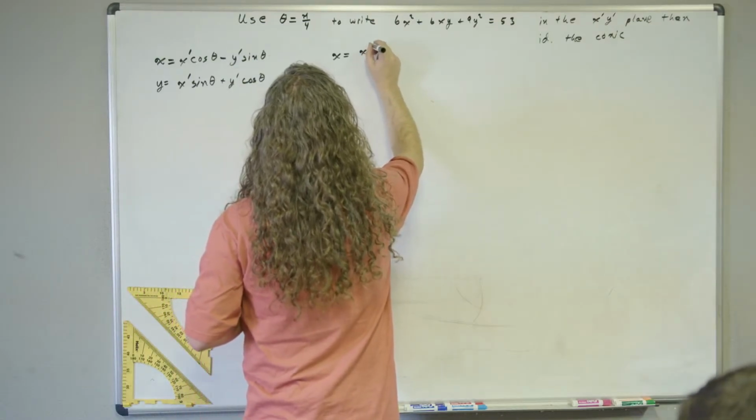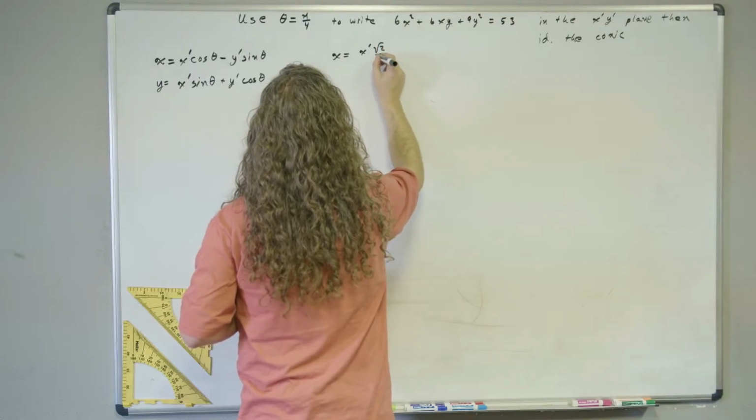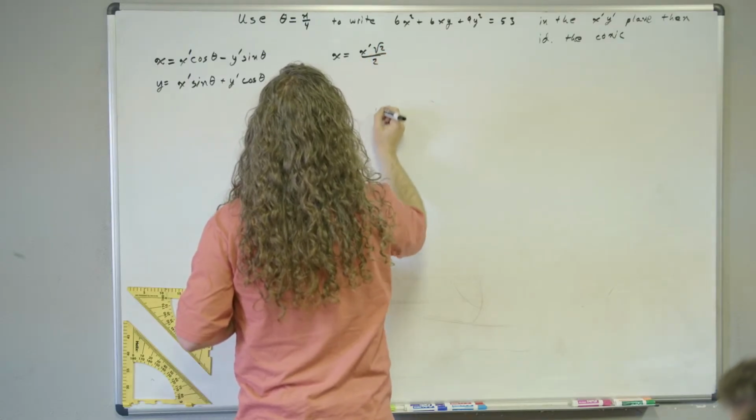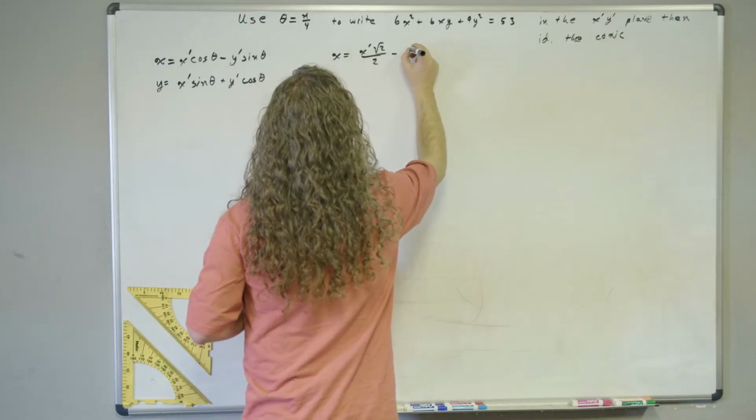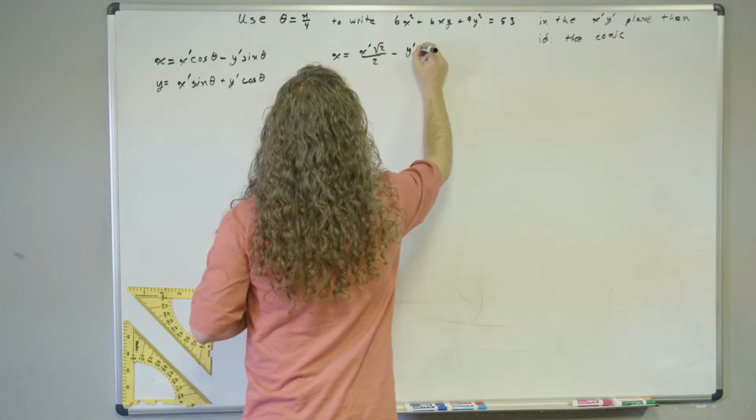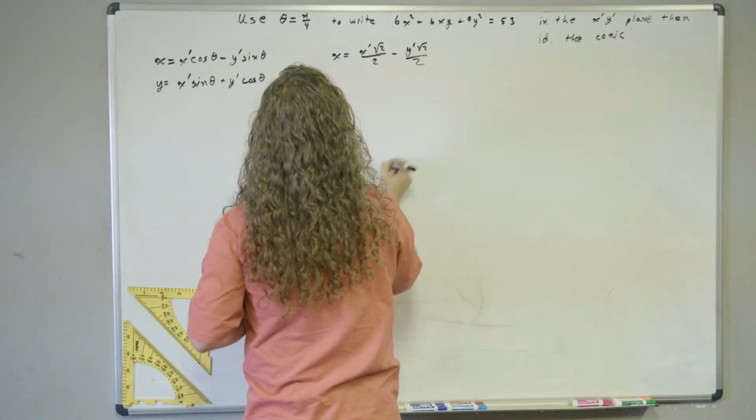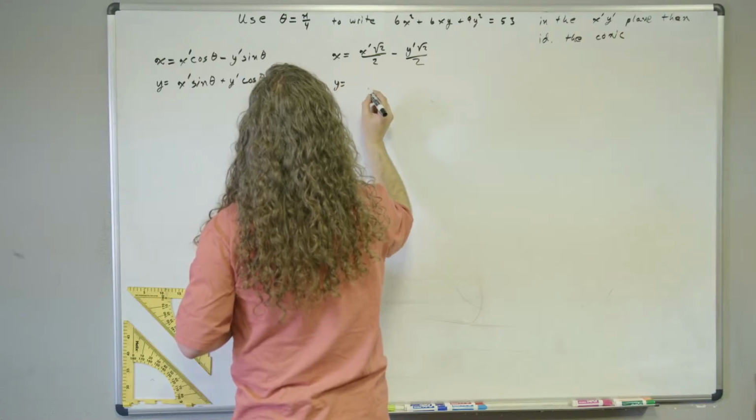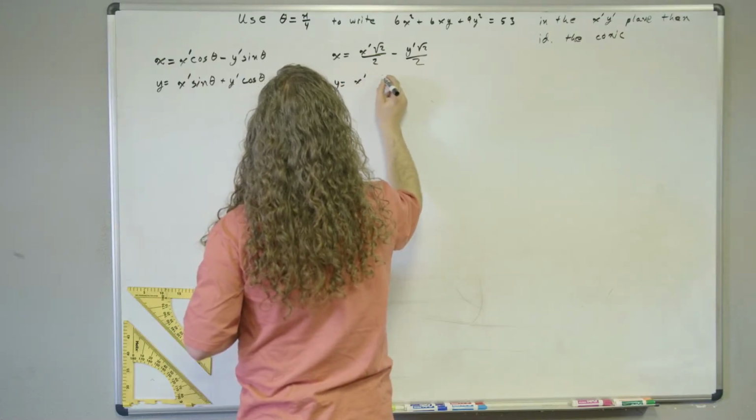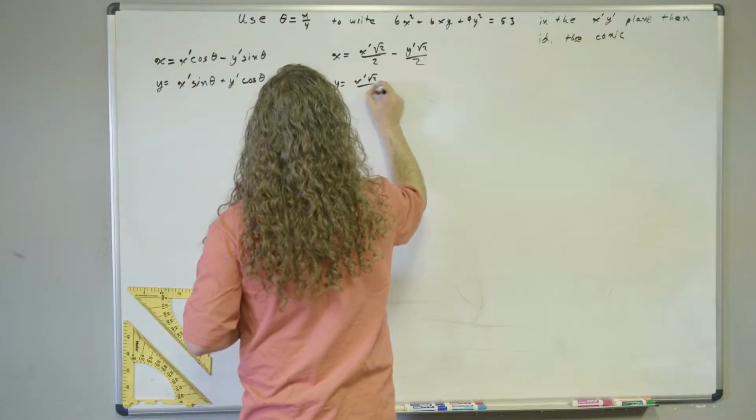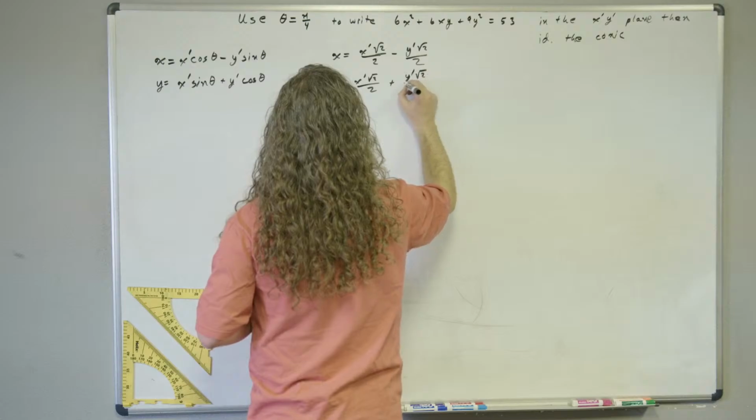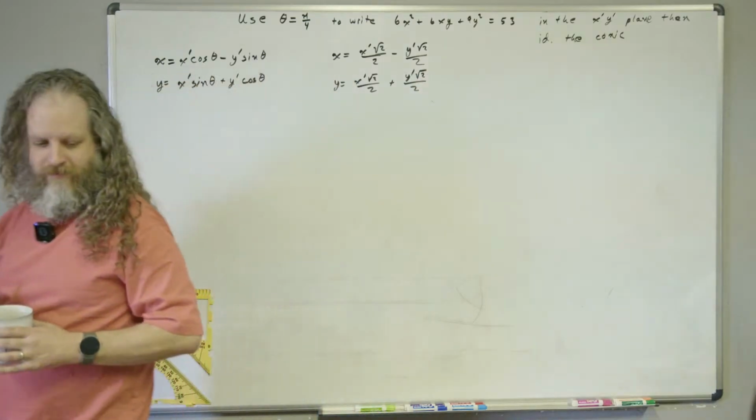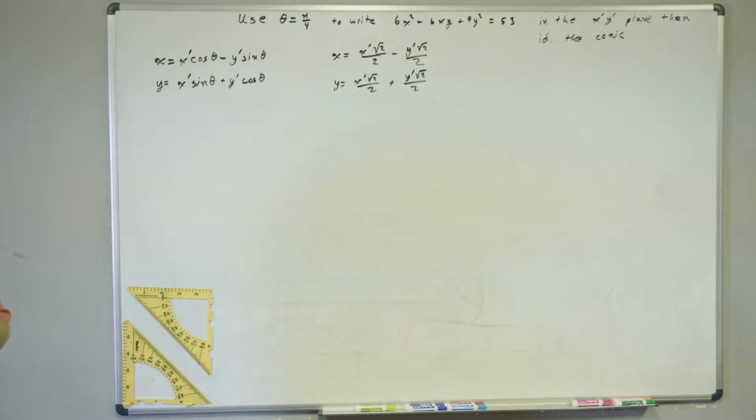So x equals x prime times the square root of 2 over 2, minus y prime times the square root of 2 over 2. And y equals x prime times the square root of 2 over 2 plus y prime times the square root of 2 over 2. Easy peasy, right?